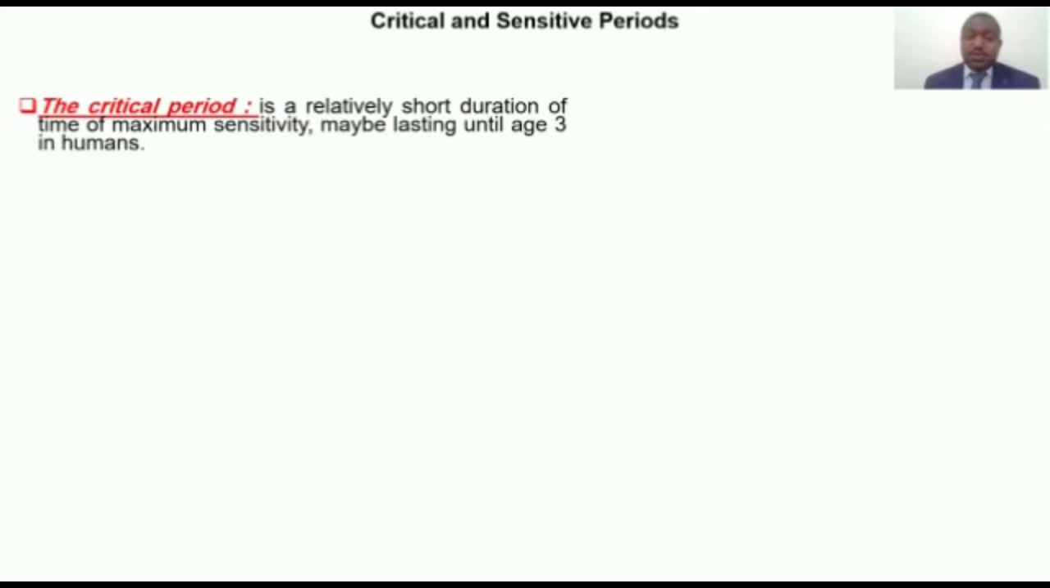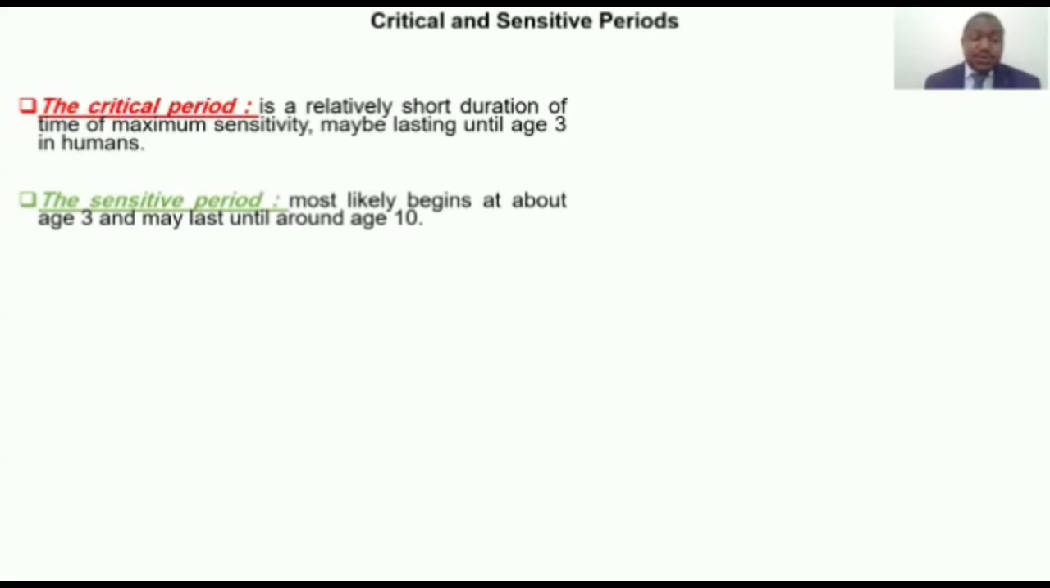The critical period is a relatively short period, starting from birth until the age of 3. This is the critical, or dangerous, period. Any problem happening during this critical period could lead to a serious effect on the eye.